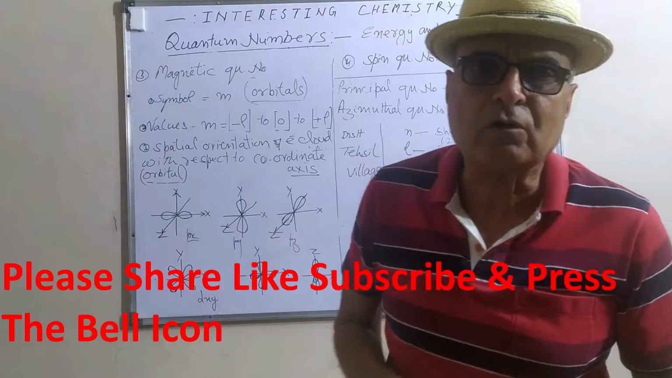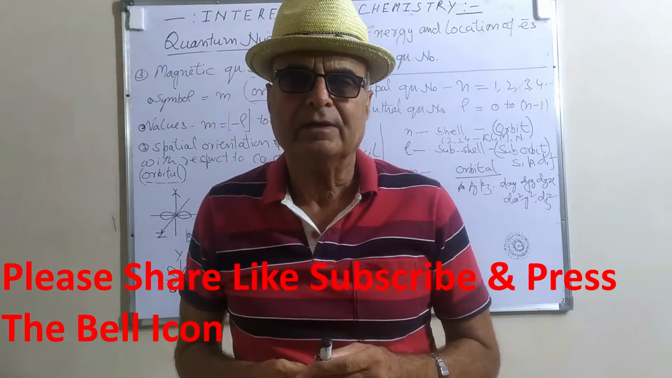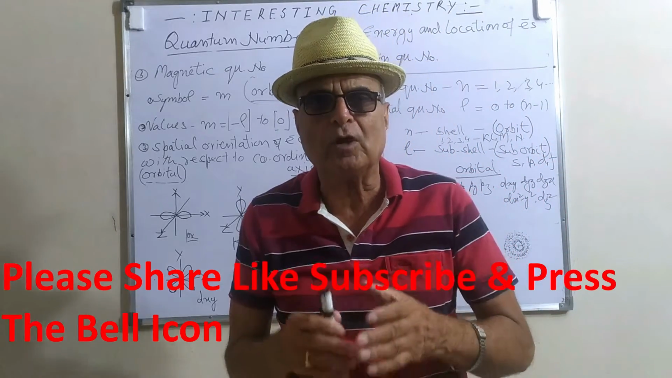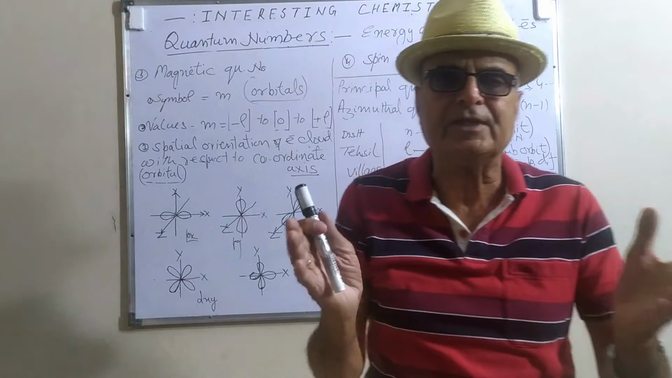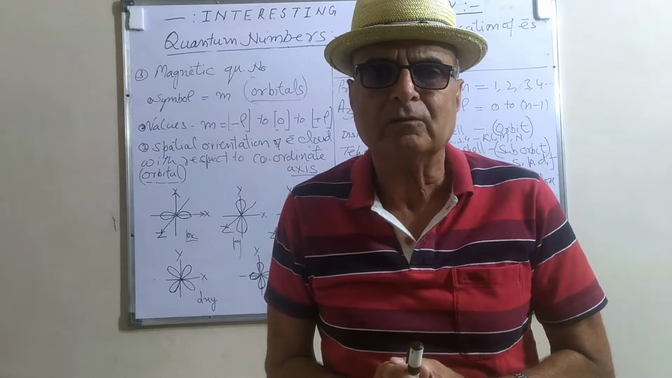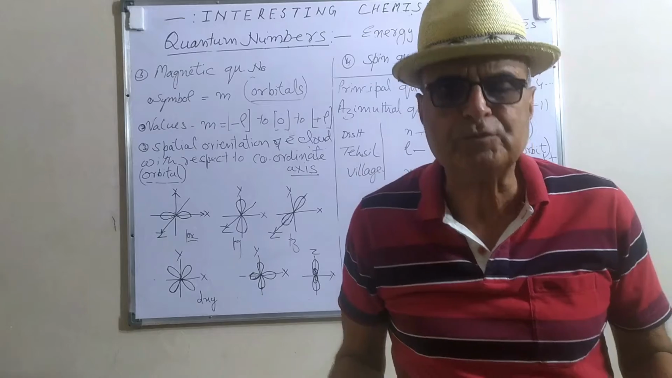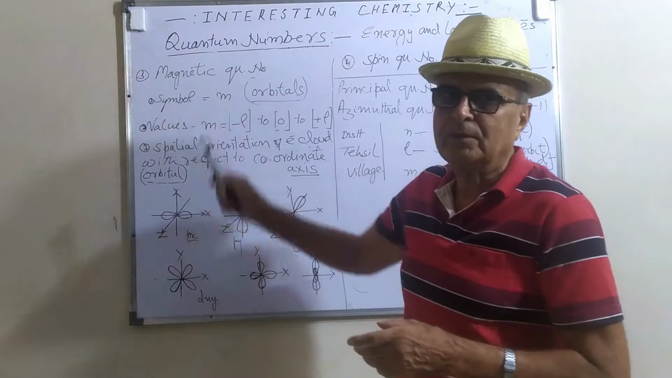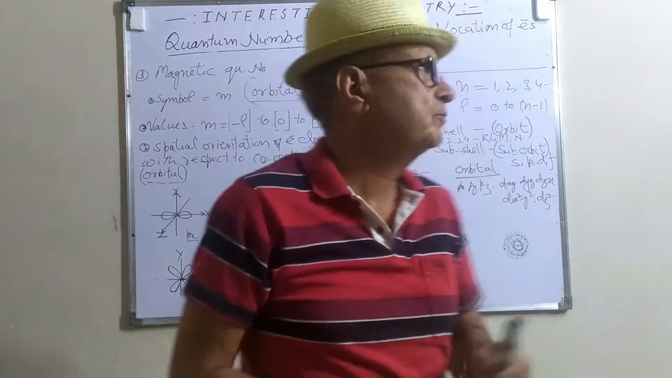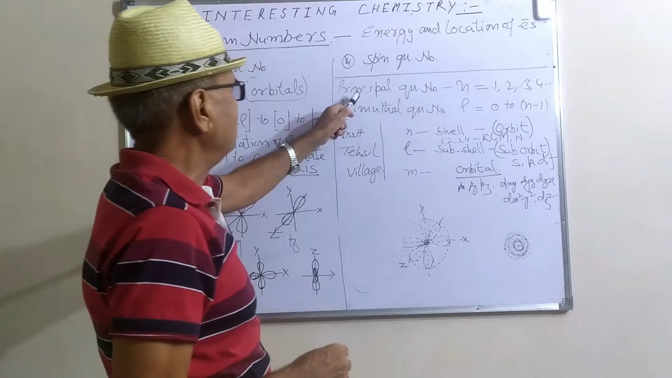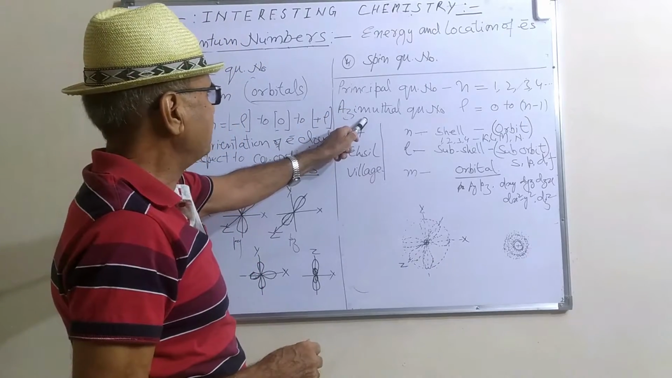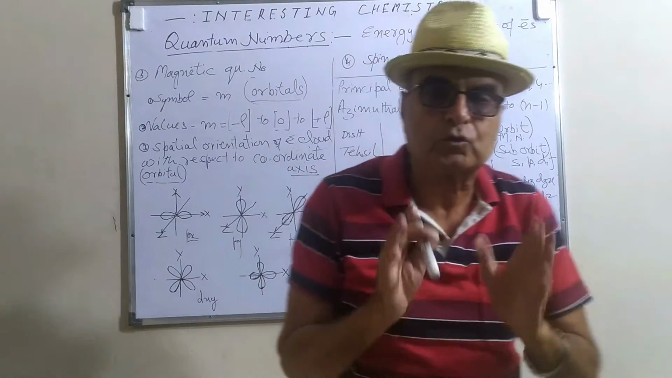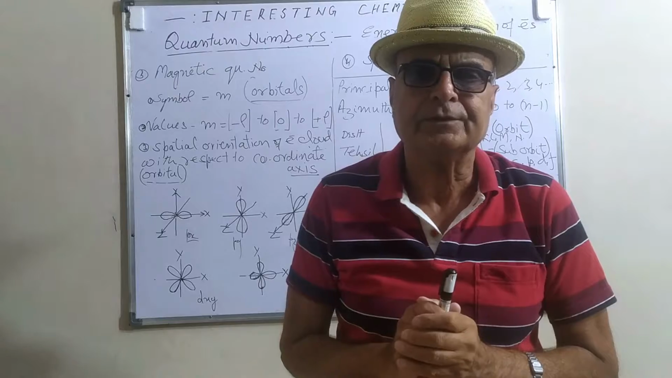In continuance of the quantum numbers, this is my second video. In my previous video, I told you that there are 4 quantum numbers: the principal quantum number, the azimuthal quantum number, the magnetic quantum number, and the spin quantum number.